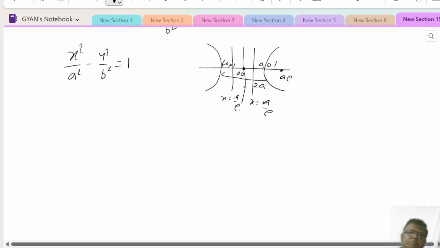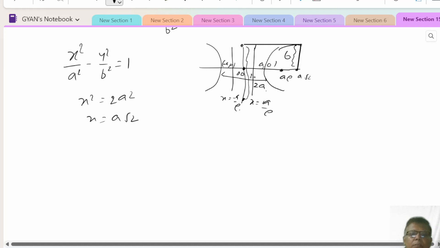So what will be the b? So suppose we put y square is equal to b square. So this become 1 and this become 2. That means x square is equal to 2a square. So x is equal to a root 2. So if we take a root 2 somewhere, suppose we take a root 2 here, a root 2. So this distance will be d. Similarly here. So this distance will be 2b.